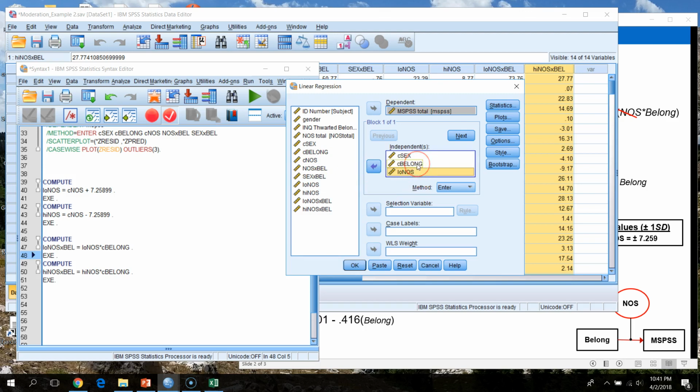But what I'm going to do now is look at the simple slopes for the relation between belongingness and perceived support at low levels of my moderator. So I've got sex, belongingness, low NOS. I'm going to put in my low NOS by belonging interaction, and then I'm going to put my sex by belonging interaction back in there, because that was in our original model. We want to make sure that everything stays the same.